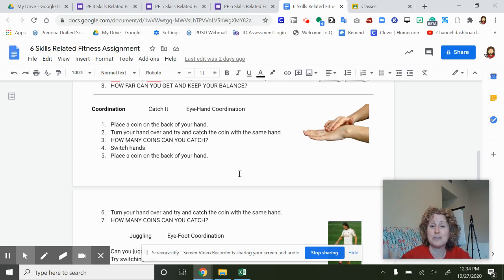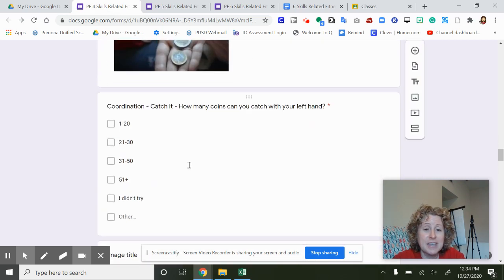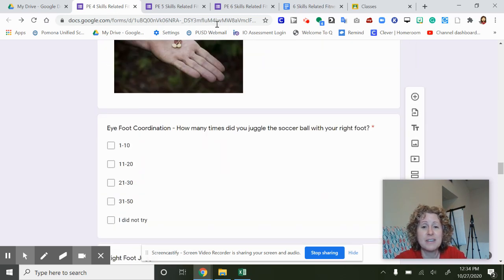Then you go back to the coordination with the coin, flipping it on the back of your hand, front and back, catch it. Try the right hand first or left hand first, it doesn't matter, but do both hands, front and back, and see how you do. And then you go back to the Google form, and you let me know how many you did on the left hand, how many on the right hand.